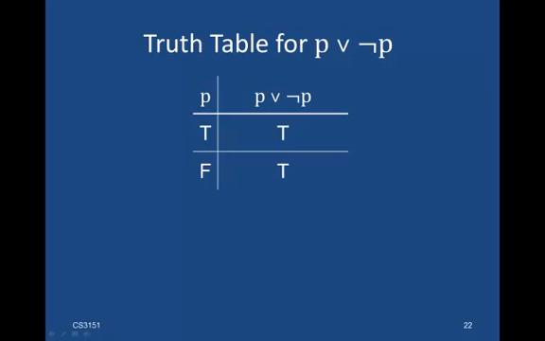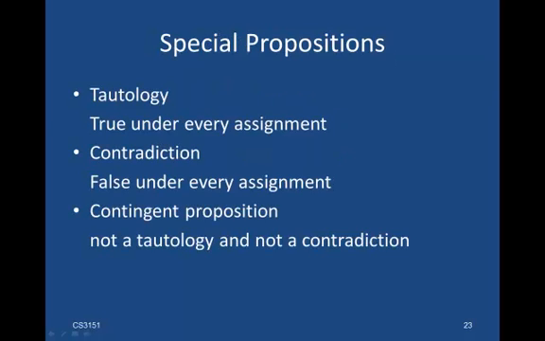Let's look at the truth table of the proposition P or not P. You can see that it evaluates to true, no matter what truth value the variable P has. Such a proposition is called a tautology. There are terms for other special kinds of propositions. So again, a proposition that evaluates to true under every possible truth assignment to its logic variables is called a tautology. In other words, a tautology is a statement that is always true.